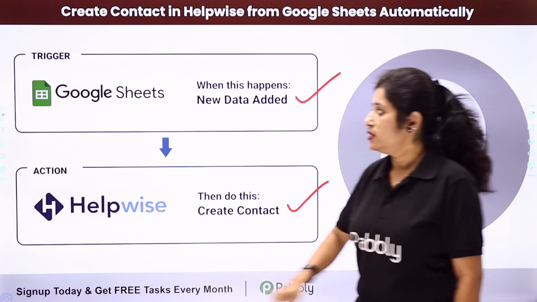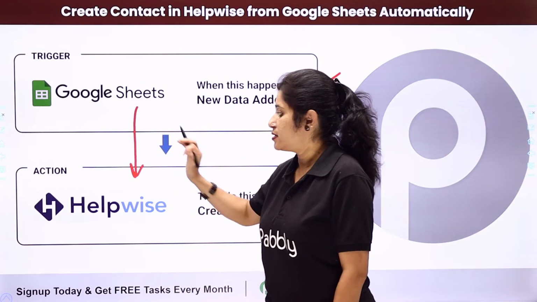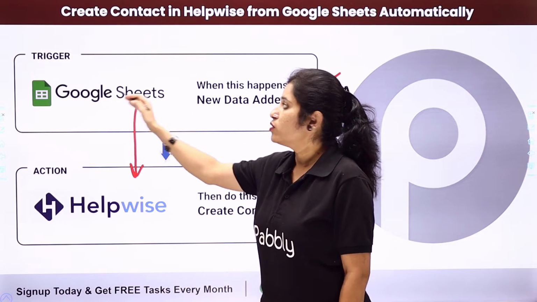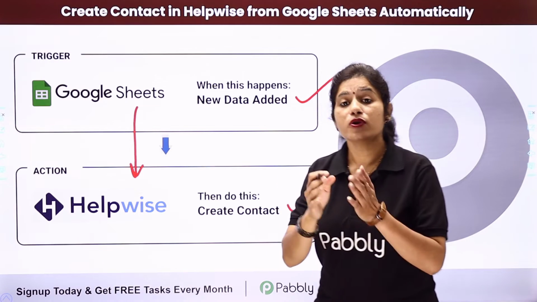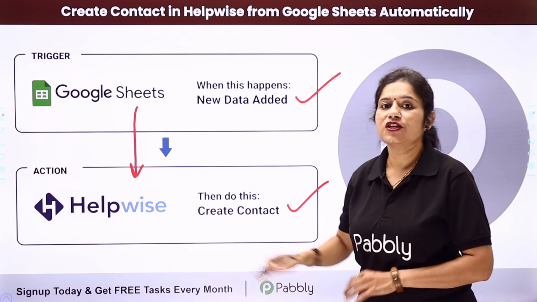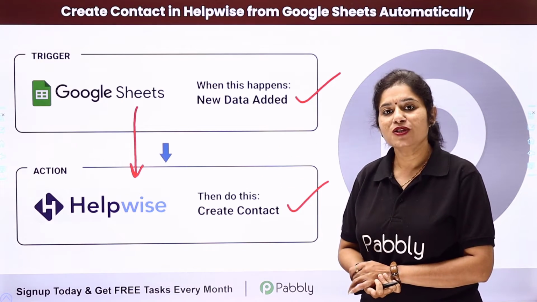For that, you need to integrate your Google Sheets with Helpwise. So here, your trigger application would be Google Sheets and your action application would be Helpwise. So how can you integrate both these software applications using Pabbly Connect? For that, you need to come to my screen.